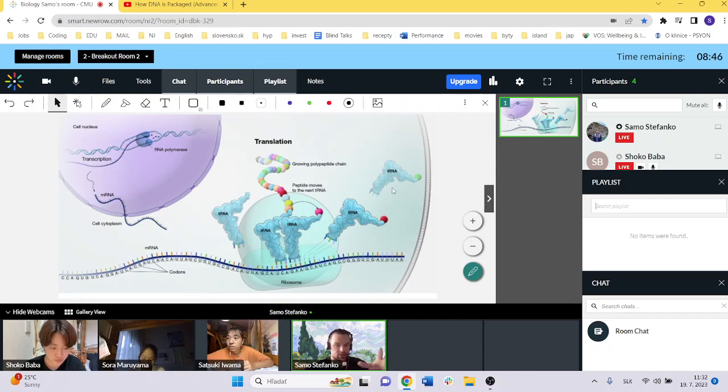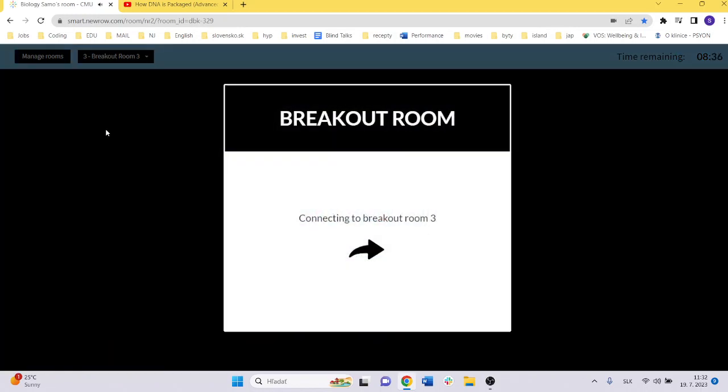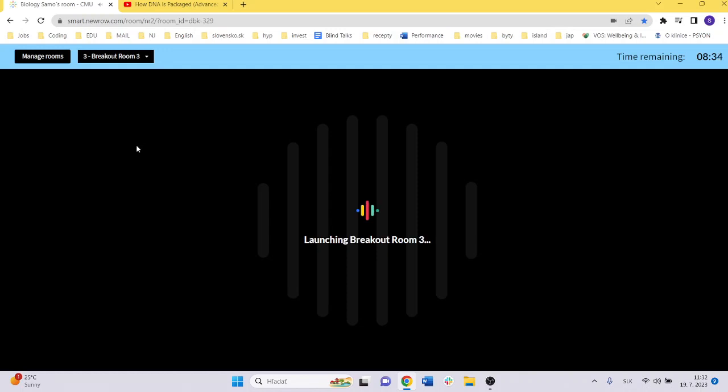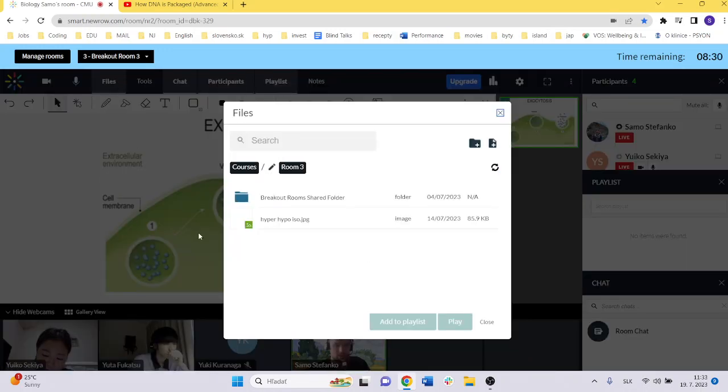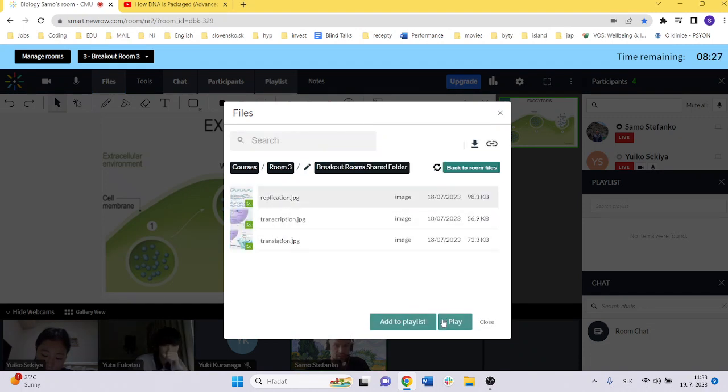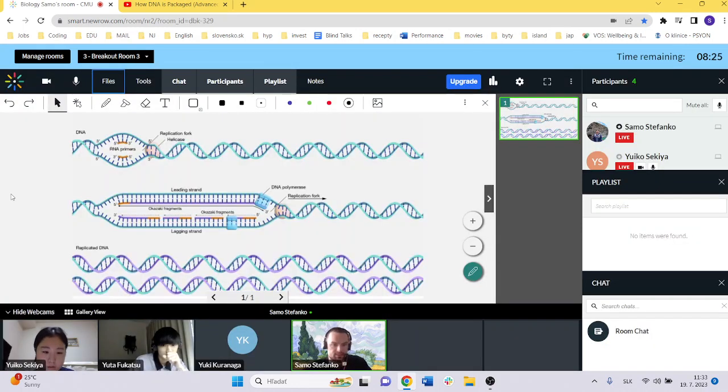Translation. This is a translation picture you can use, and you can start with the research. Okay, perfect. Okay, guys, sorry, I'm uploading the replication picture. This is it. This is a replication picture you can use, and you can start with the research. Okay, so what is it? What does it mean? What's happening there? Perfect.